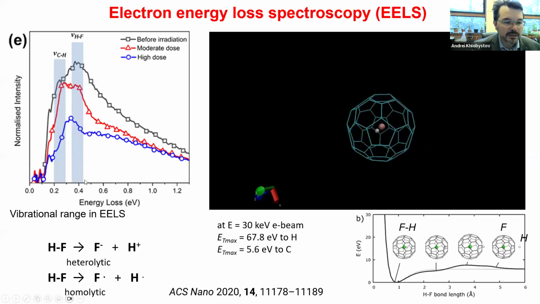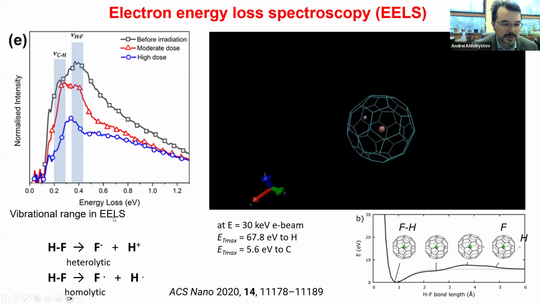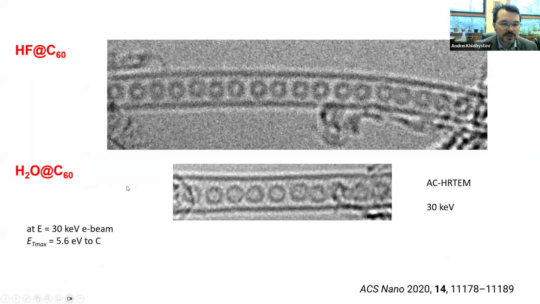Again, EELS is very helpful here. At the SuperSTEM facility directed by Quentin Ramasse in Daresbury in the UK, EELS can go to the vibrational range, to very low energies. In the vibrational range, we clearly see a strong band corresponding to the HF bond vibration, which after exposure to the electron beam decreases and then more or less disappears. That is interesting because effectively we are creating free radical oxygen and free radical fluorine in the C60 cage, which is quite exciting for many reasons.